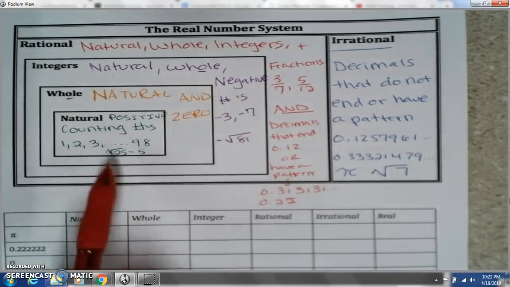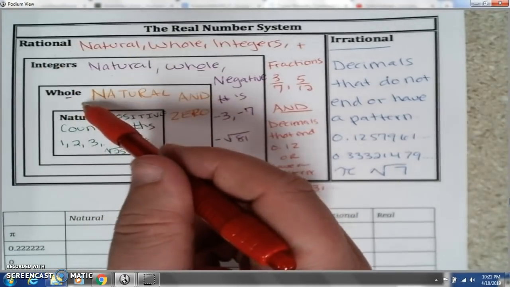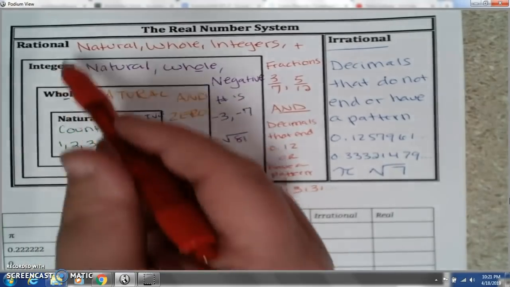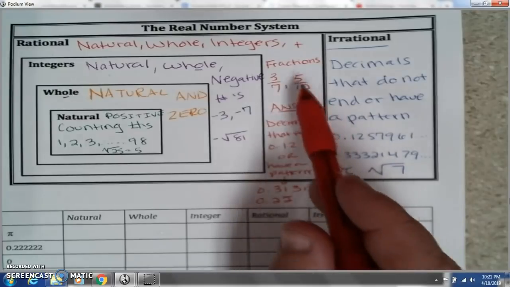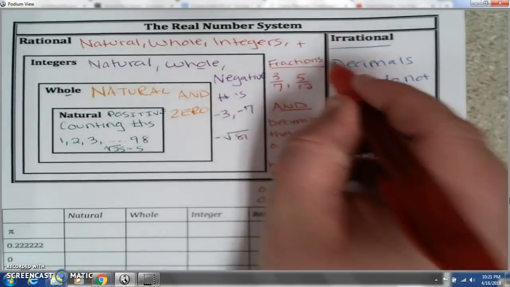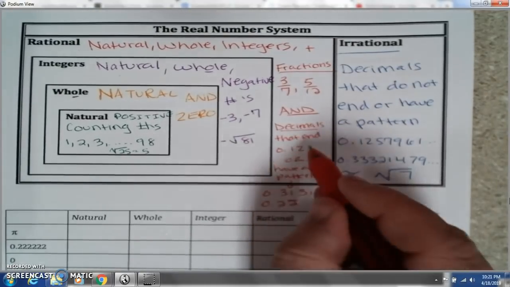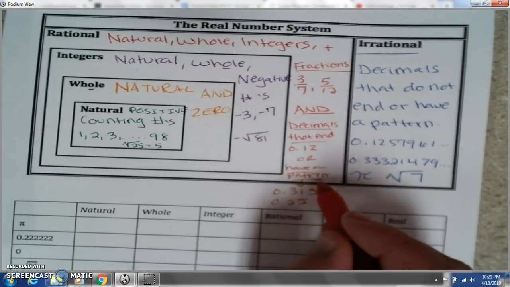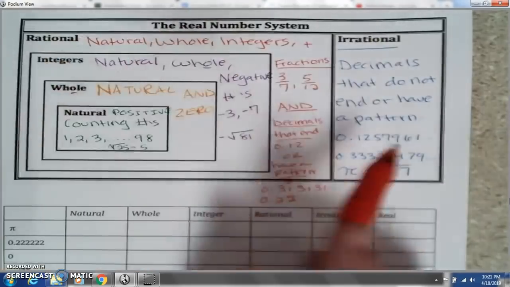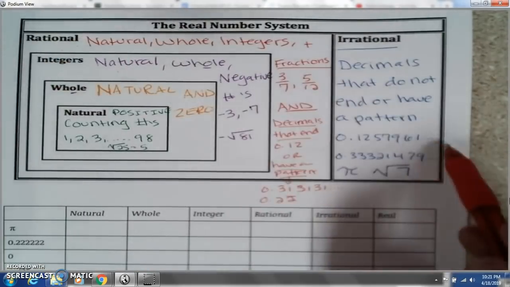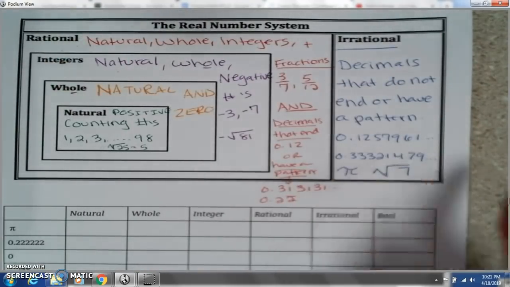Rationals let all these folks in. See how they kind of eat the boxes here? Rational includes integer, whole, and natural. But they'll also let fractions in, and decimals that end or have a pattern. Okay? The ones that are excluded from the whole cookout altogether are the irrational. They throw their own party. They're decimals that go on and on and on forever.